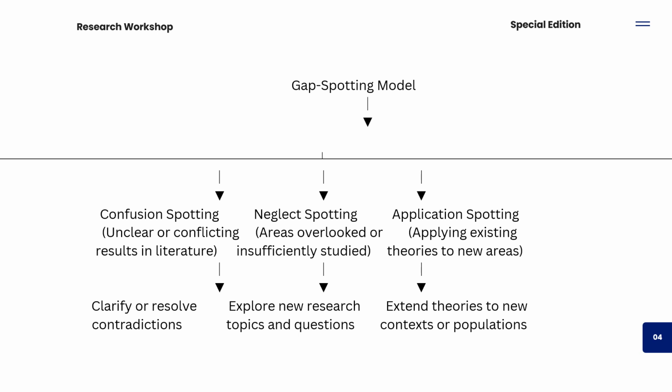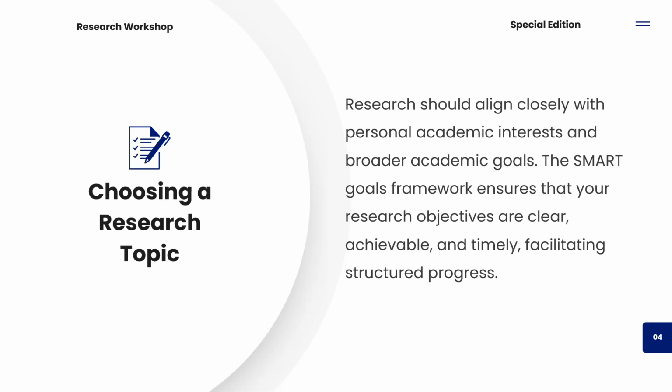Application spotting is applying existing theory to new areas. So probably there are existing theories, and you want to apply them to your new concept, the areas that you are looking at. Probably it's a new field entirely, but of course, there are always theoretical frameworks that you can apply in whatever area you want to look into.